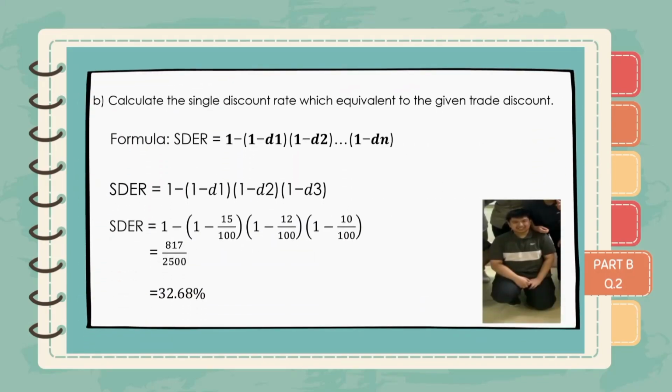Question B. Calculate the single discount rate which is equivalent to the given trade discount. So the formula that we can use is 1 minus D1 times 1 minus D2 and so on. So the answer is SDER equals 1 minus 15 per 100 times 1 minus 12 per 100 times 1 minus 10 per 100, and we get 817 per 2,500. Change to percent, we get 32.68%.